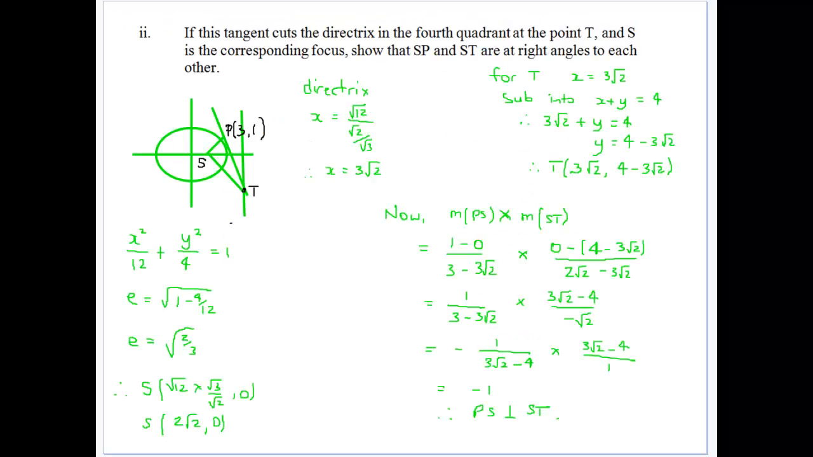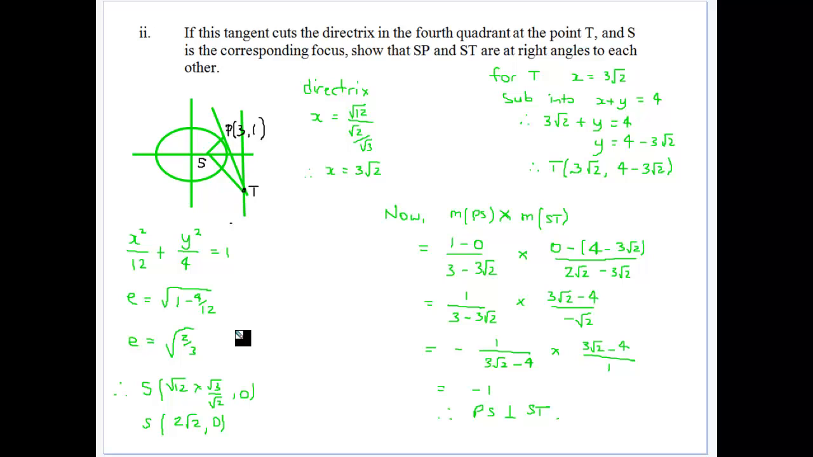Now we're going to use that in the next part. If this tangent cuts the directrix in the fourth quadrant at the point T, so there's our directrix, and there's point T, going from (3,1), cutting there. And S is the corresponding focus, so the focus on the same side. We want to show that SP and ST are at right angles.